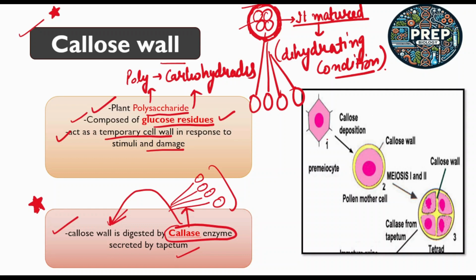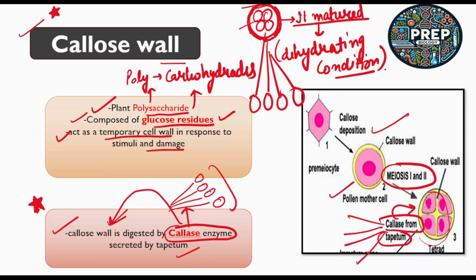Now look at this picture. This is the deposition of the callose wall. This is the pollen mother cell. Meiosis 1 and meiosis 2 will occur and the tetrads are formed. Tetrads are also covered by the callose wall, and the callase from the tapetum will digest the callose wall, and then the microspores get separate from each other.